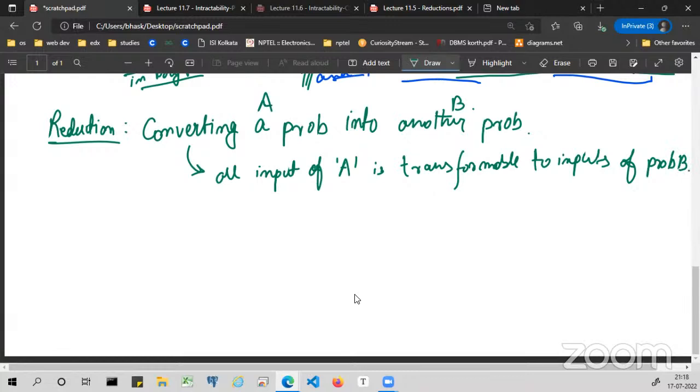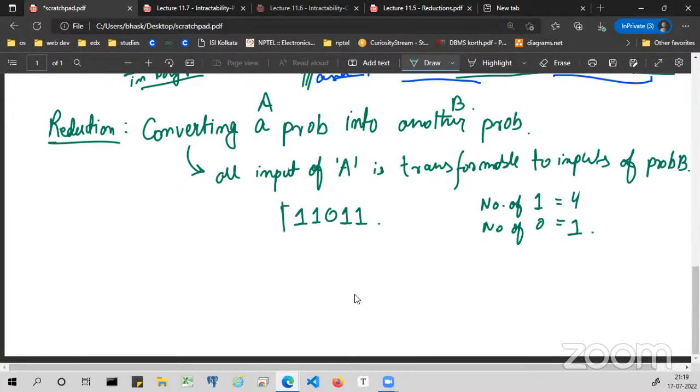All inputs of problem A are transformable. Suppose your problem A dealt with some representation like this, which is the input of problem A, and let's say problem B deals with a representation where you give two integers. So you may give problem B input like this: the number of ones is equal to 4, number of zeros. The input of problem B might be something like this.